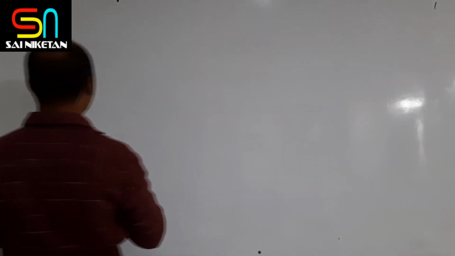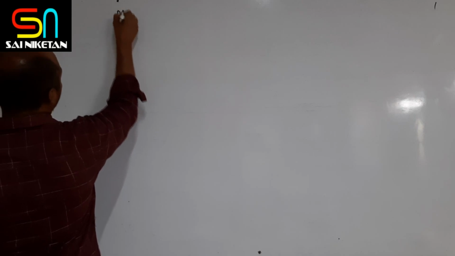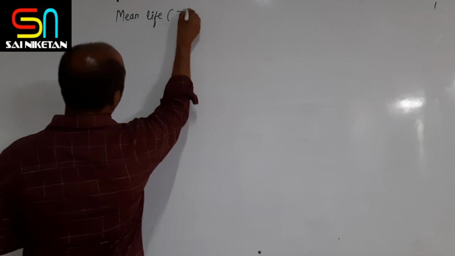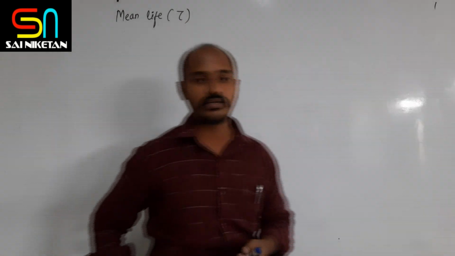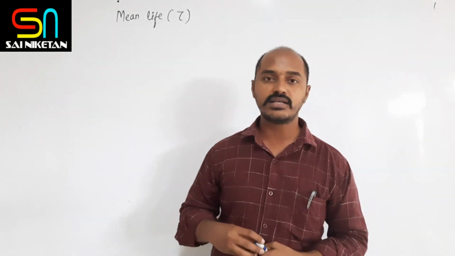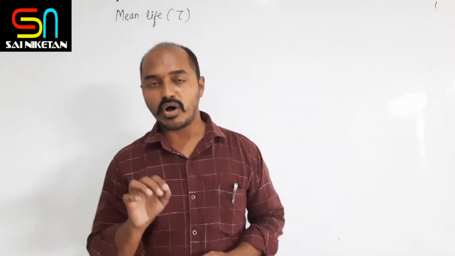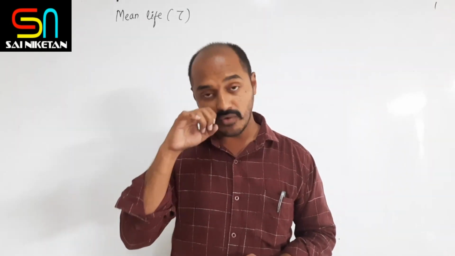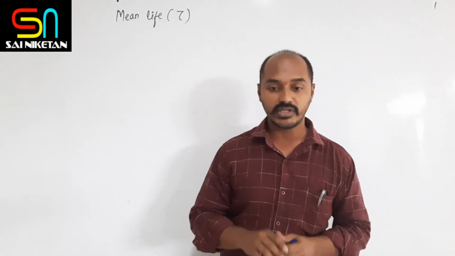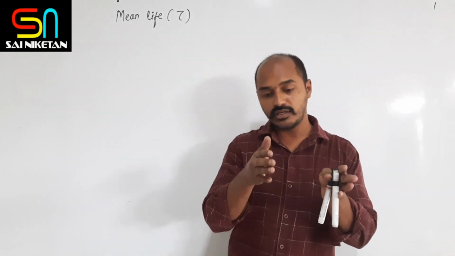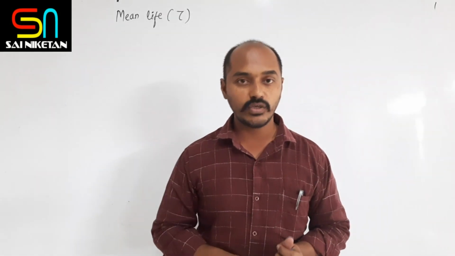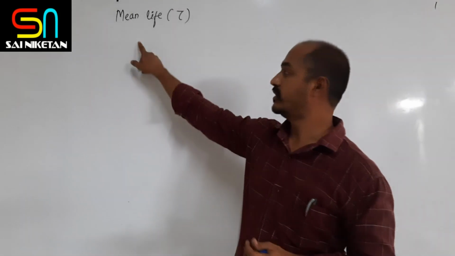Today we will go for the mean life, which is denoted by the letter tau. This mean life can be defined as the ratio of the sum of lives of all the individual atoms, or you can say nuclei, divided by the number of nuclei. That gives the mean life.